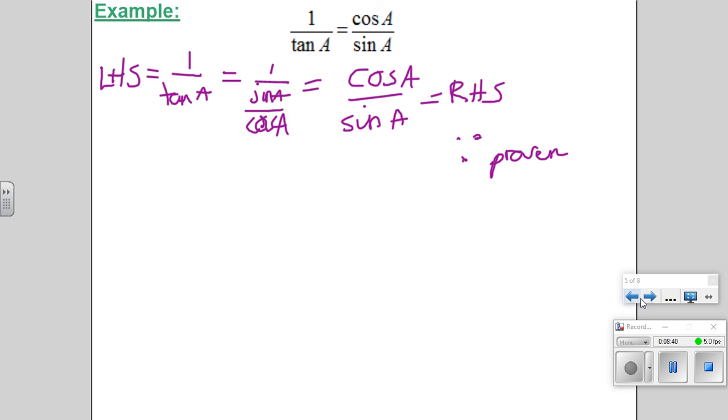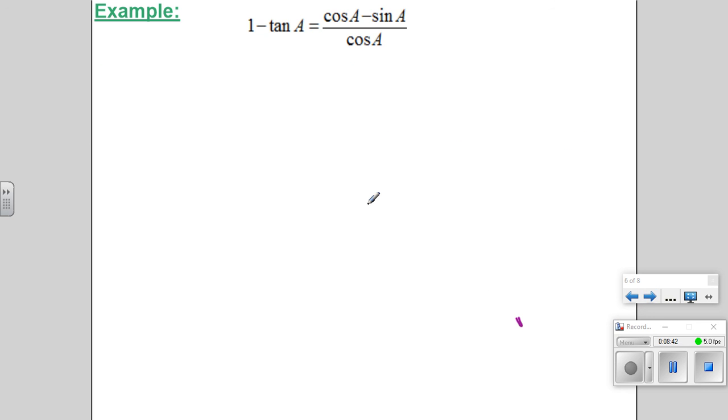Okay, and then one final example. We have 1 minus tan a is equal to cos a minus sine a over cos a. So starting the same way we have for all the others, we've got left hand side is equal to 1 minus tan a. Okay, so the only thing we can substitute tan a for is sine a over cos a.